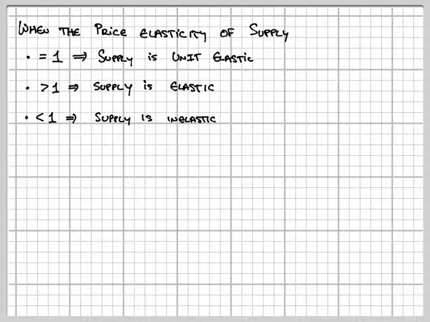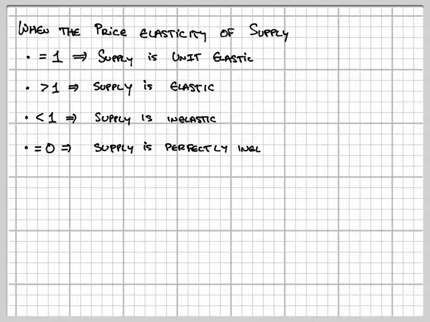We also have the extremes. When the price elasticity of supply equals 0, then supply is perfectly inelastic. Regardless of what the price is, suppliers are going to supply a certain amount. And this is where the supply curve is vertical.